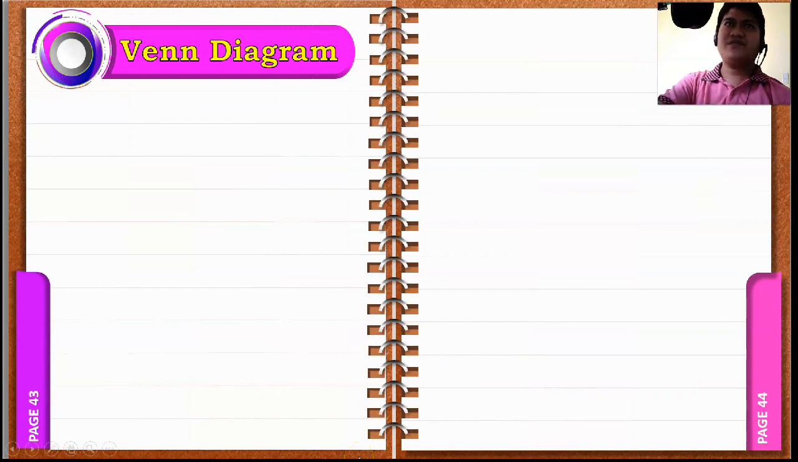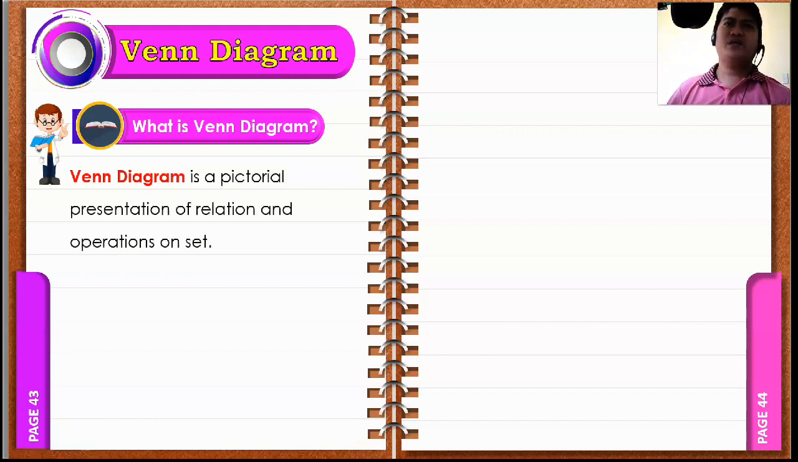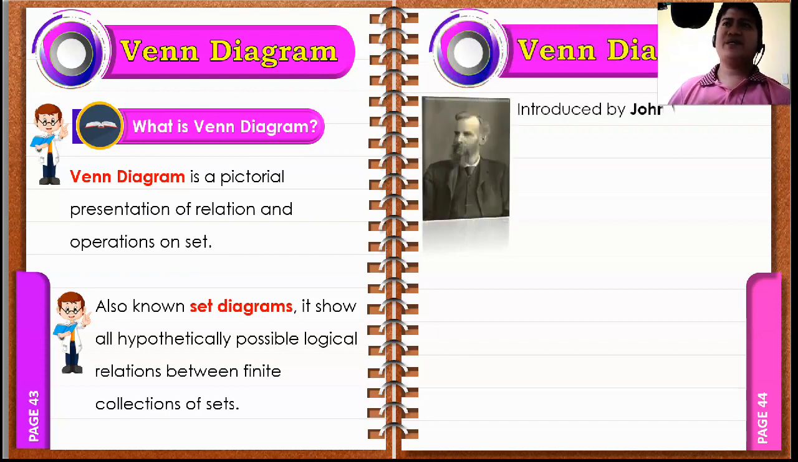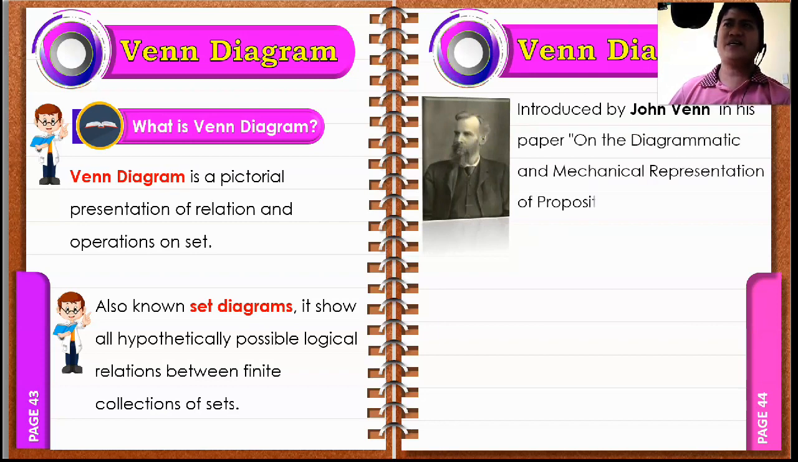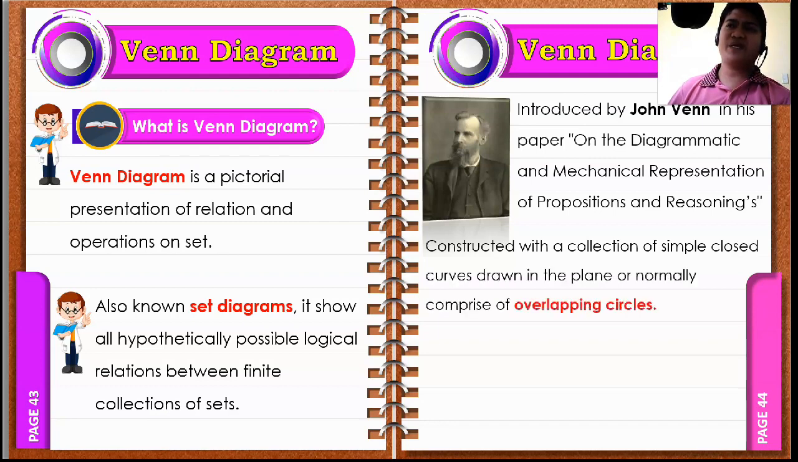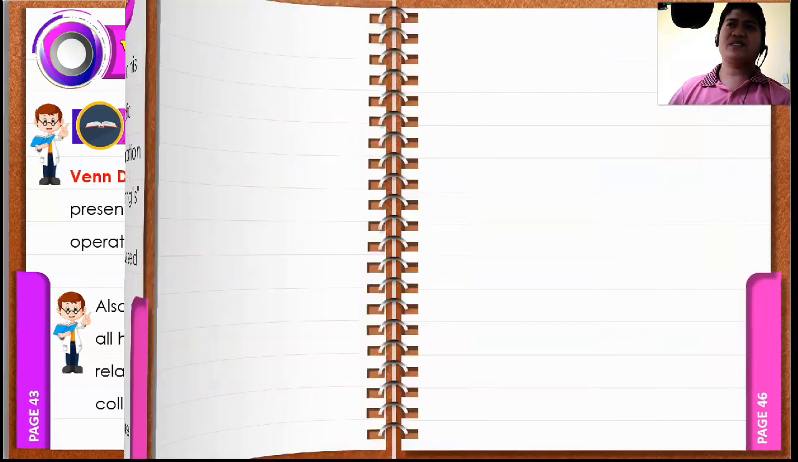Okay, now we have the Venn diagram. What is a Venn diagram? A Venn diagram is a pictorial presentation of relations and operations in sets. Also known as set diagrams, they show all hypothetically possible logical relationships between a finite collection of sets. The Venn diagram was introduced by John Venn in his paper on the diagrammatic and mechanical representation of propositions and reasonings. It is constructed with a collection of simple closed curves drawn in the plane, normally comprised of overlapping circles. The interior of the circle symbolically represents the elements or members of the set, while the exterior represents the elements which are not members of the set.